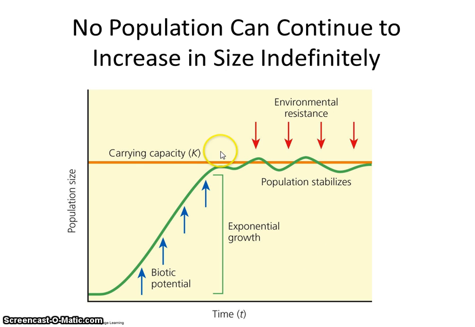We ultimately hope to see a stabilization around that carrying capacity, and this is ultimately what we are seeing. It does not stop going up and down, but it is relatively stable. So again, you've got biotic potential, you've got environmental resistance. Those are going to help determine where your carrying capacity line will end up. And again, exponential growth, when it levels out, we call it logistic growth.